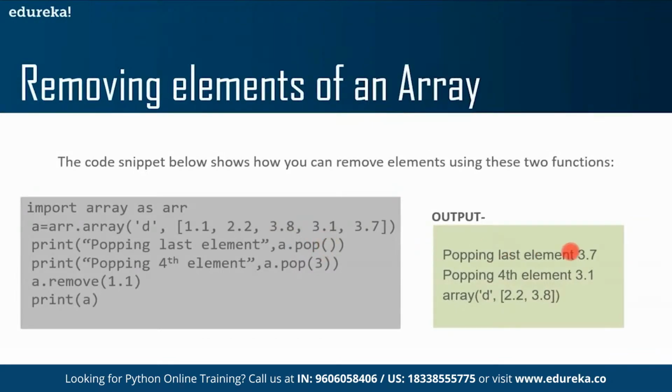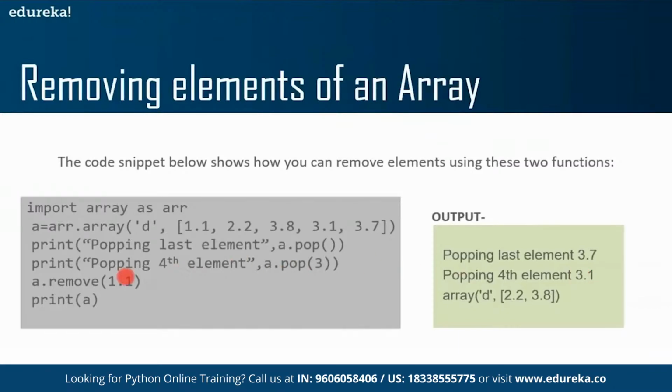As you can see in the output, when I do not specify any parameter, the last value present in my array has been popped and returned as well. Second time, I've used the pop function and I've given some index value. Now this pop function will remove the element that is present at this index position. As you can see, it has removed 3.1 and returned it as well.